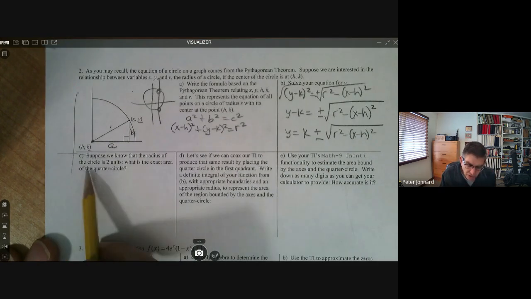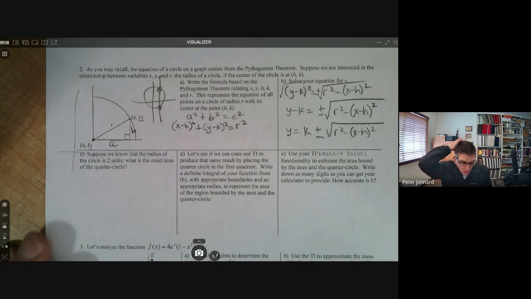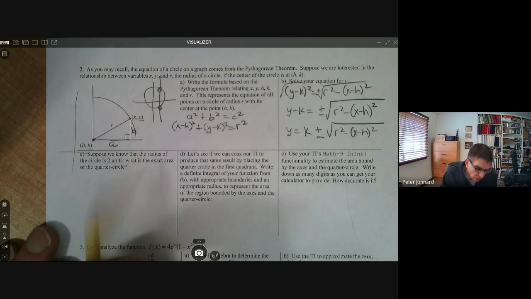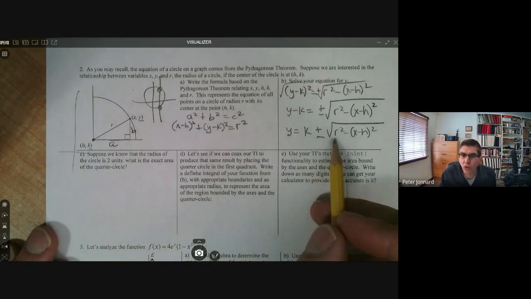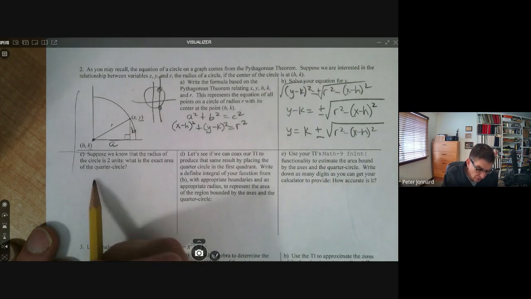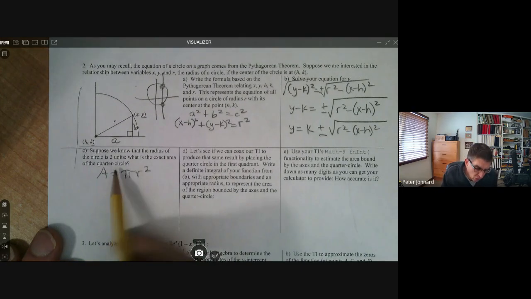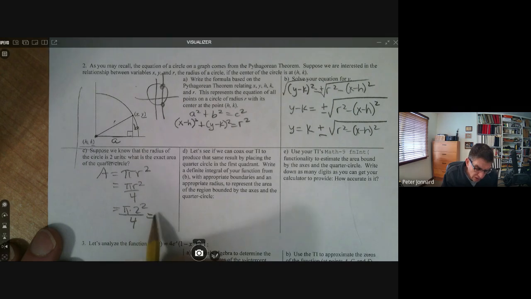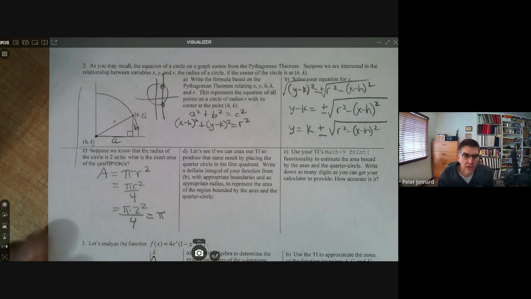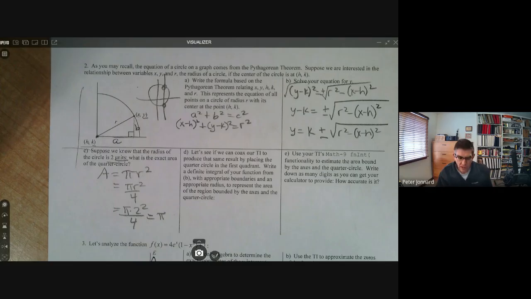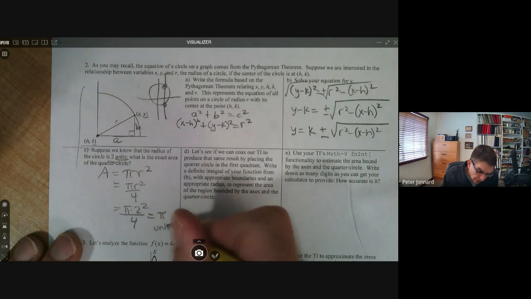Suppose that we know that the radius of the circle is 2 units. What's the exact area of this quarter circle? So in this case, I wouldn't bother with doing a whole integral and everything else. I would just use the formula for the area of a circle, pi r squared. But we really want a quarter circle, so I would do pi r squared over 4. But it's telling us the radius is 2, so that would be pi times 2 squared over 4, which just gives me pi square units. It just said units here, so I suppose I should write square units.